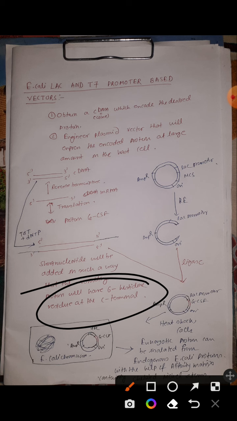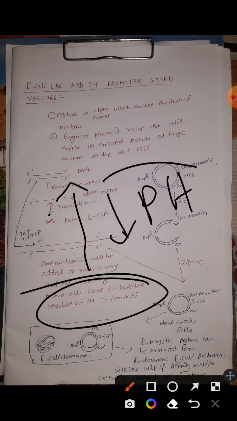So the remaining protein will simply be eluted. Now the question is how we can isolate the bound protein from that affinity matrix. The idea is very simple: we will decrease the pH of the environment, okay.